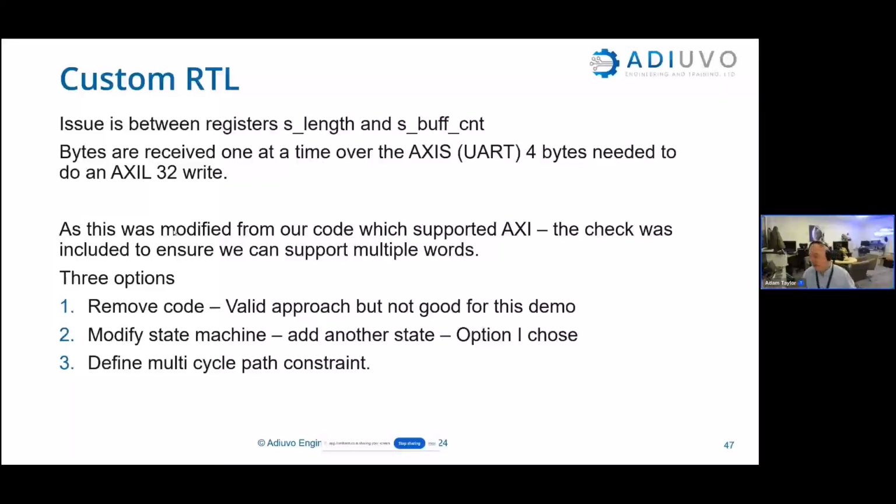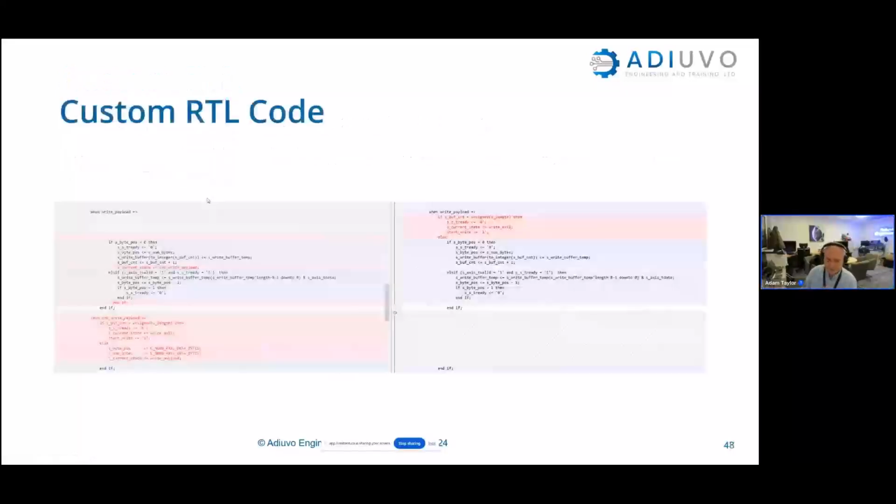We could modify the state machine, which is what I decided to do, or we could have defined a multi-cycle path constraint. That might have been okay in that case, but to be honest, it's better to do the sensible thing and fix the design by modifying the state machine. So this is exactly what I did. Once we'd got all the data and all the bytes in there, instead of making the immediate decision what to do, we'd go to another state, check that it was the right length and everything was good, and then move on to the next state.